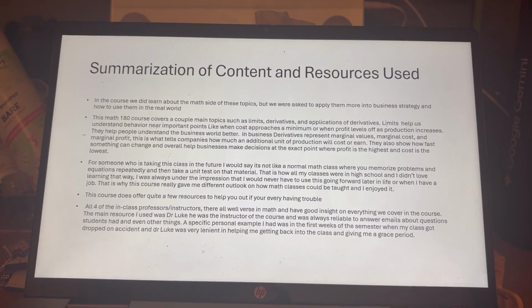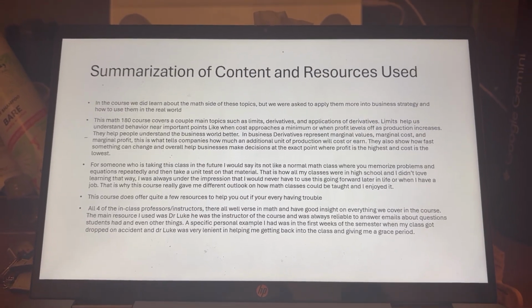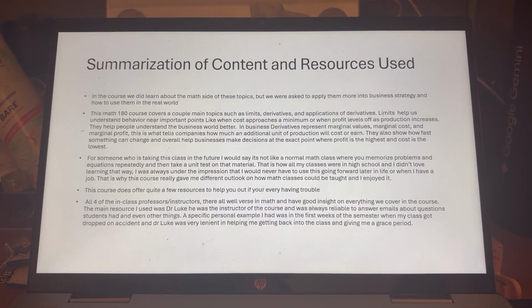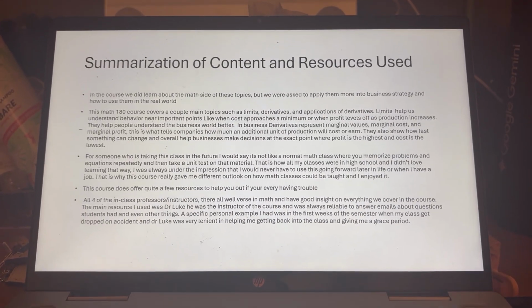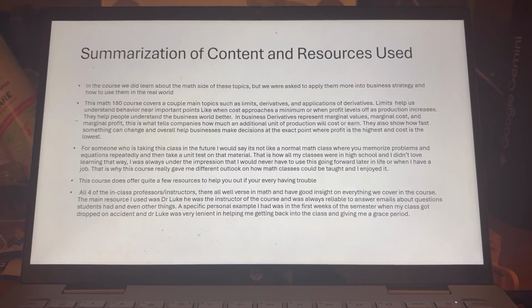A personal experience I had with him was the first week of school, when I accidentally got dropped from this course, and I had to email him right away because I wasn't going to be a full-time student anymore if I didn't get back in the class. He was very lenient with me, helped me out, and emailed some other people to let me back in the course, which helped me out a lot.